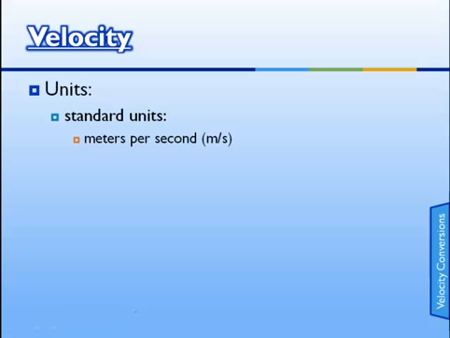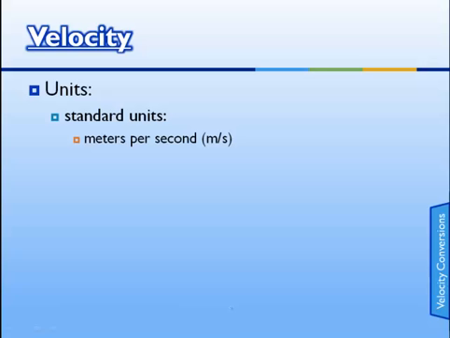Now let's think about the units of velocity. Since velocity is a distance, or a change in position, over a change in time, it makes sense that we would use the standard unit of distance, that is meters, over the standard unit of time, which is seconds. So the standard unit of velocity is meters per second.